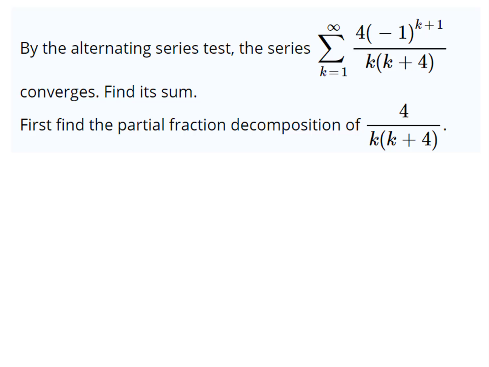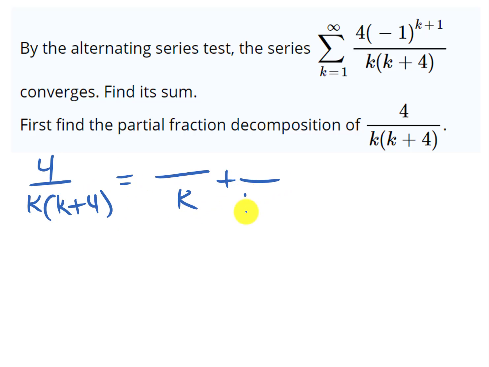We need to find the sum, but first we need to find the partial fraction decomposition. So let's do that. We take 4 over k times k plus 4 and put it equal to two partial fractions, one with k and one with k plus 4. We'll call those A and B.